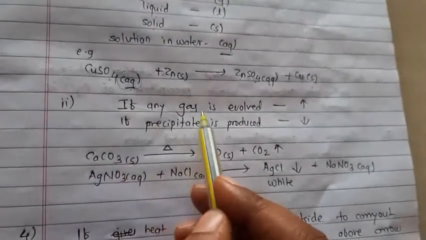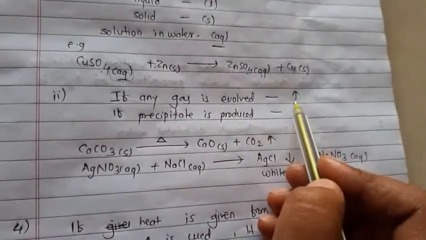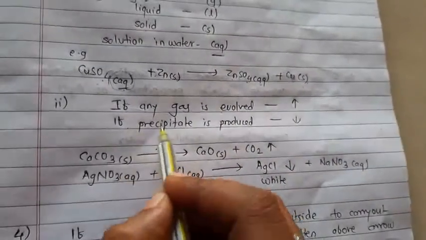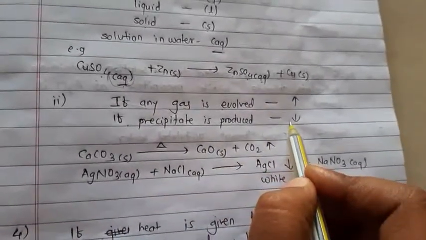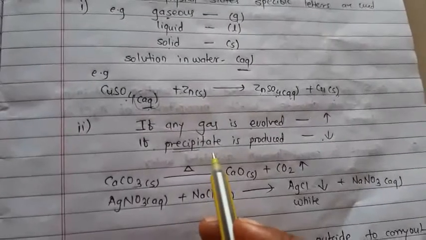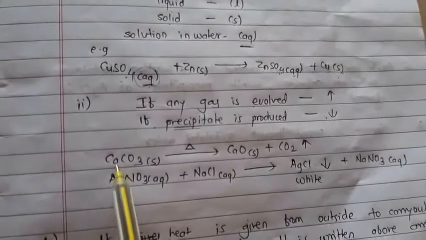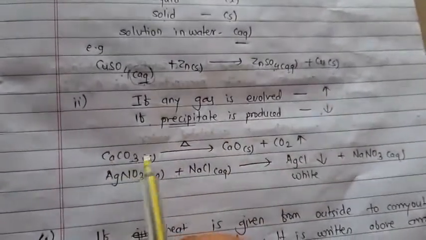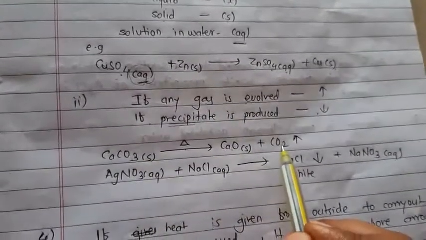If any gas is evolved during chemical reaction, then it is indicated by upward arrow, and if any precipitate is formed, then it is shown by downward arrow. Precipitate means solid particles which will settle at the bottom. For example, consider when calcium carbonate is heated, products are calcium oxide and carbon dioxide gas.